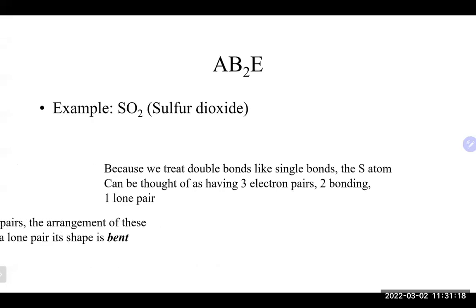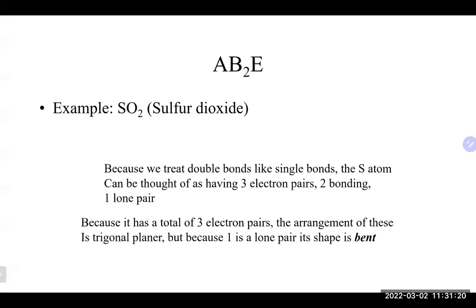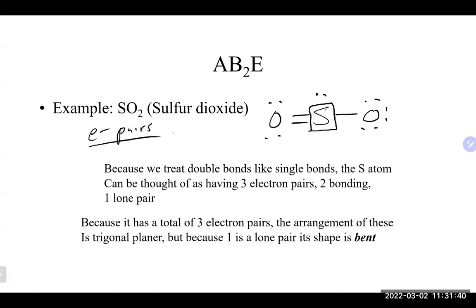First example here would be SO2. If we draw SO2 like we did earlier, we will end up with a structure that looks like this. When we look at the sulfur, which again is the important one here, how many electron pairs does this sulfur have? It has 1, 2, since a double bond counts as just 1. So this actually has 1, 2, 3 electron pairs.